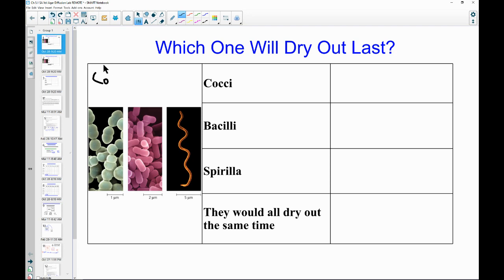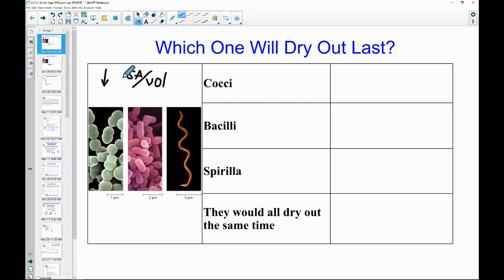Actually, I'm going to do it this way. Which one would have the lowest surface area to volume ratio? Okay, so pay attention. Dry out first, dry out last. What's the question asking? Hint, there might be a quiz that you need to be reviewing these for.